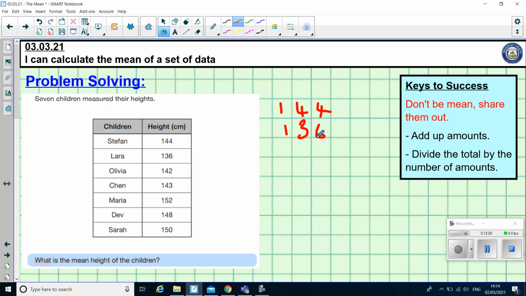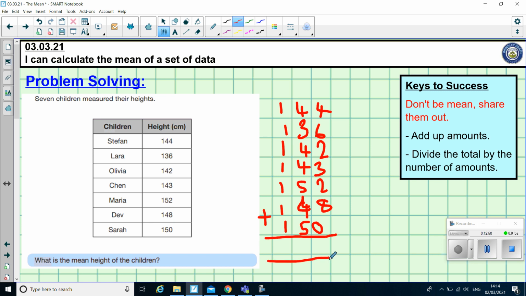So we had to add up all the amounts, and then once we'd done that, we had to divide by 7, because there are 7 children in our list. So let's just have a little go at doing that now. Okay, so that's a great big column addition that I'm going to have a go at doing.